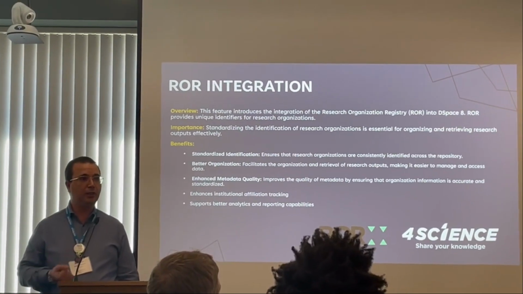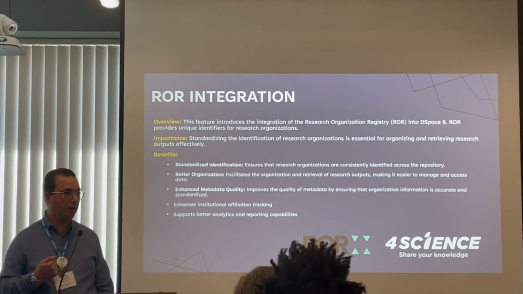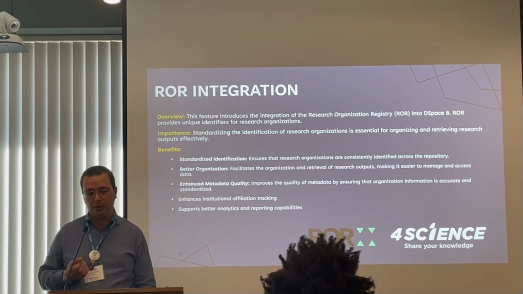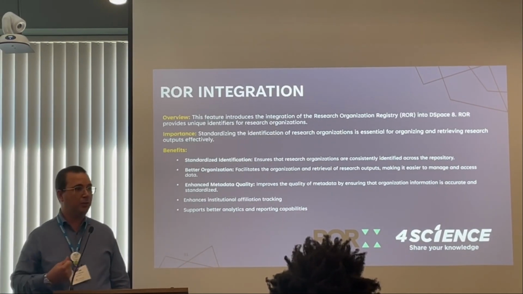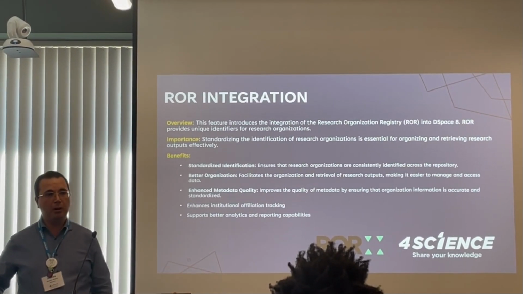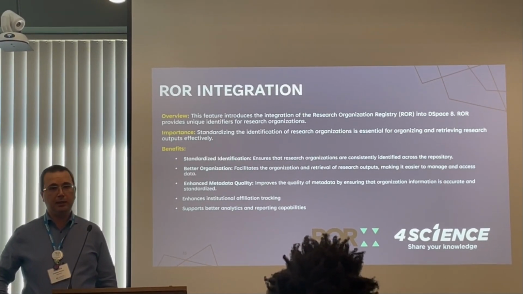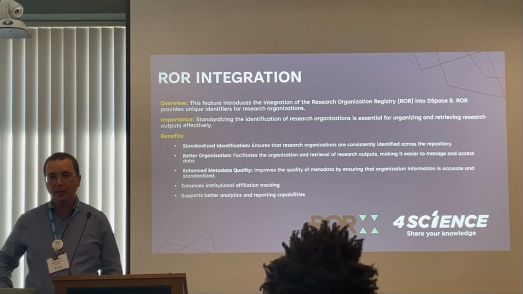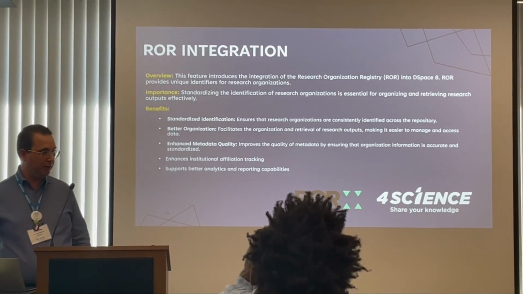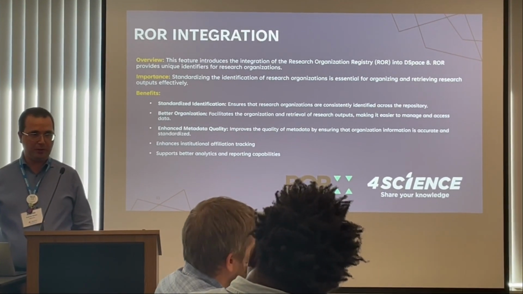Another feature introduced in DSpace 8 is integration with the Registry of Research Organizations, ROR. Why is it so important? It's similar to ORCID. It aims to solve the problem of ambiguity when you name an institution. And it will enable in future building more advanced services, both in your repository and in the network of repositories.